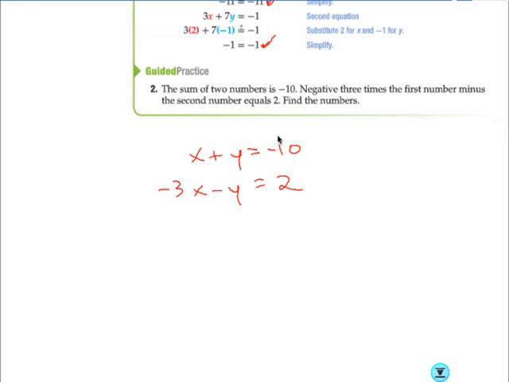All right, so here's the two equations I got. X plus y equals negative 10. And then negative 3x minus y equals 2. So those are the equations. If you didn't get those, make a note, and we'll talk about how I got those.